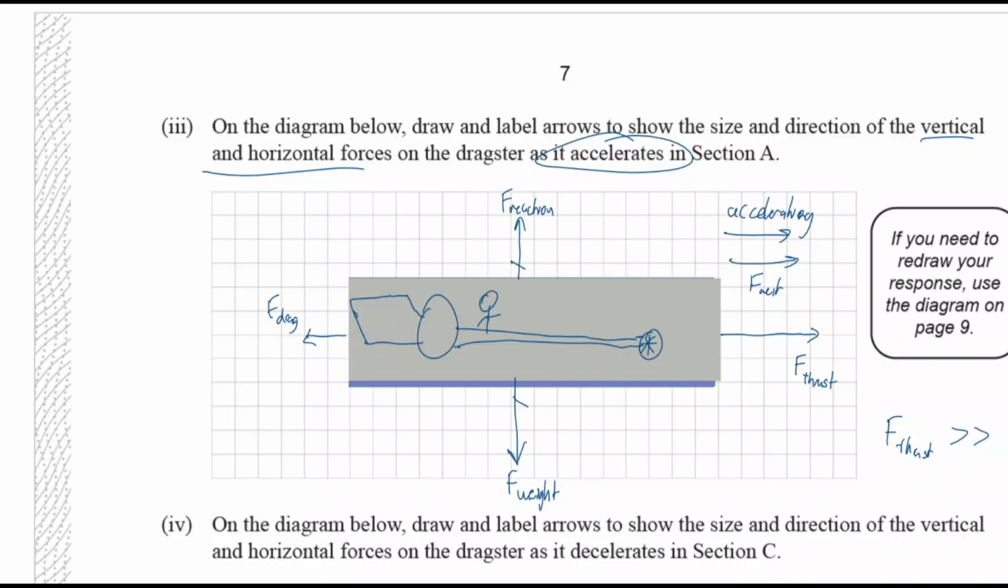Right, so just to summarize this free body diagram, the vertical forces are equal and opposite, so the weight force and the reaction force, because it's not flying. The horizontal forces are unbalanced, right? There's a net force to the right because it's accelerating, so the thrust force is greater than the frictional force, or the force due to drag.